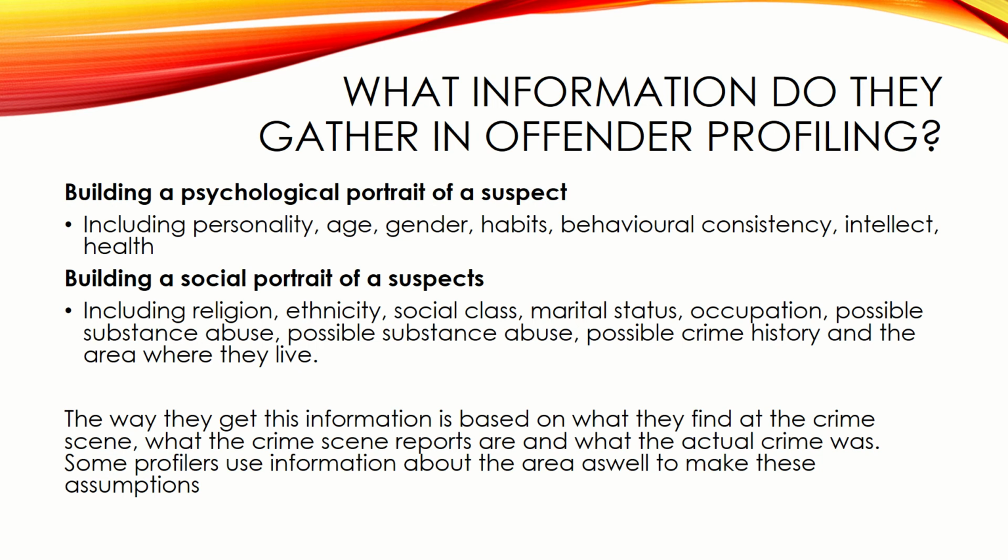Now, when we do an offender profile from the evidence gathered at the scene, we may be able to find out age and gender, for example, from things like DNA left at the scene. We may be able to find things like a social portrait of the suspect, such as marital status, social class, etc., by the way that they've treated their victim or things that they may have left there. The way they get this information is based on what they find at the crime scene. So what the crime scene reports are and what the actual crime was. Some profilers use information about the area as well to try and make some assumptions.